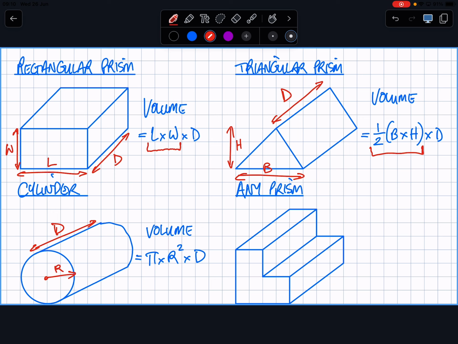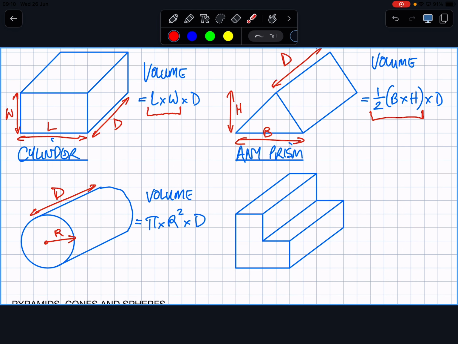What is length times width the formula of? A square or a rectangle? What do you notice is the cross-section of a rectangular prism? A square or a rectangle? One more. I'm trying to push towards you the idea of a pattern forming here.